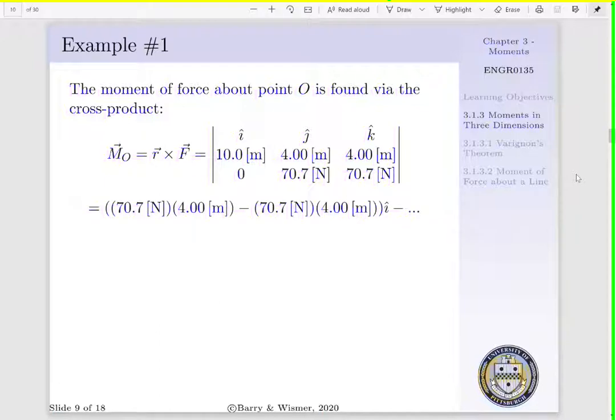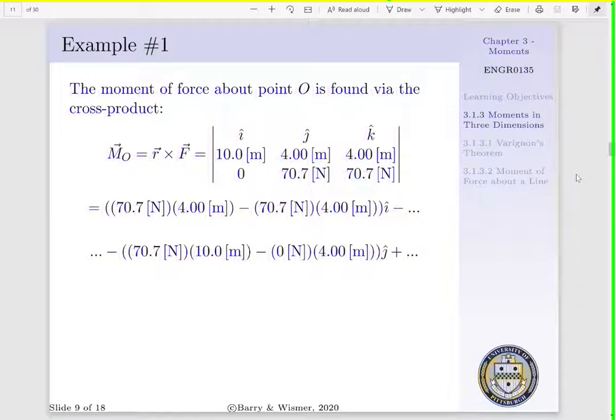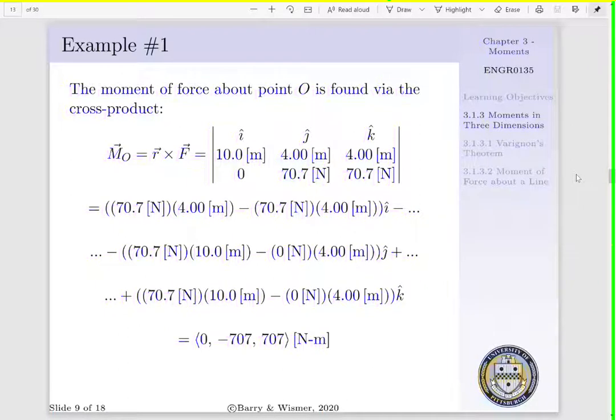When we determine our moment in the x direction, we'd have 70.7 newtons times 4.00 meters minus 70.7 newtons times 4.00 meters. And that term is going to go to 0. In our y direction, we'd have the negative of the quantity, 70.7 newtons times 10.0 meters minus 0 newtons times 4.00 meters. Thus, we're going to be left with minus 707 newton meters in our y direction. In the z direction, we're going to have 70.7 newtons times 10.0 meters minus 0 newtons times 4.00 meters. Thus, we'll be left with 707 newton meters in our z direction. Therefore, our moment of force about point O is expressed as 0, minus 707, 707 newton meters.